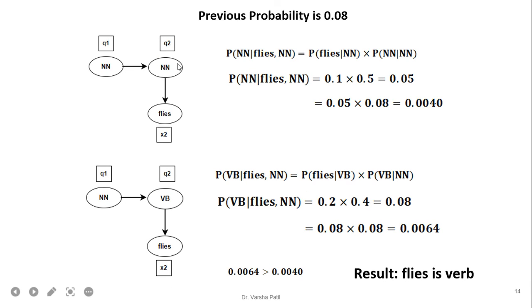Now the next word is flies. Flies is either verb or noun, and when we take the answer we can find out that flies as a verb is more probable compared to noun, that's why with the probability 0.064, and for that we again multiply with the previous answer, that is 0.08, so we are getting 0.0064. So the result is flies is a verb.